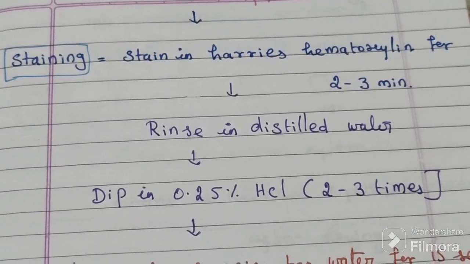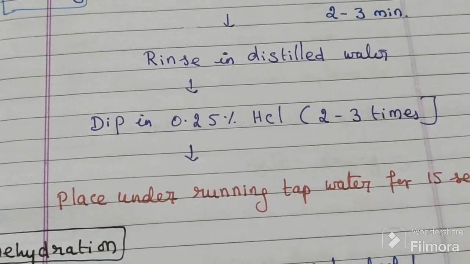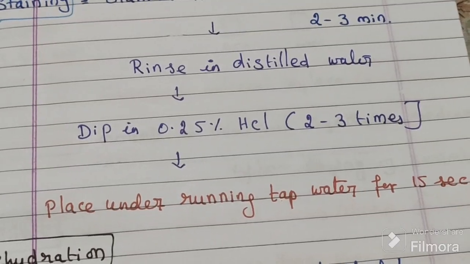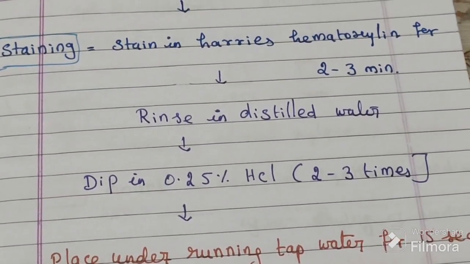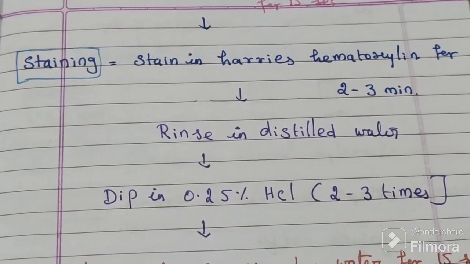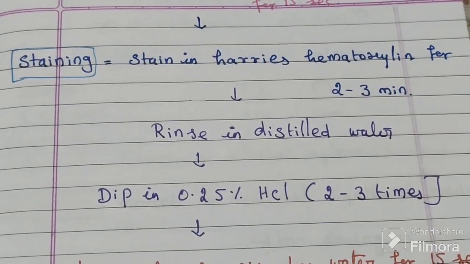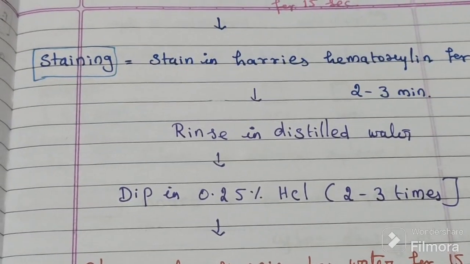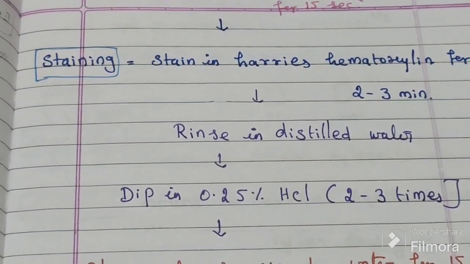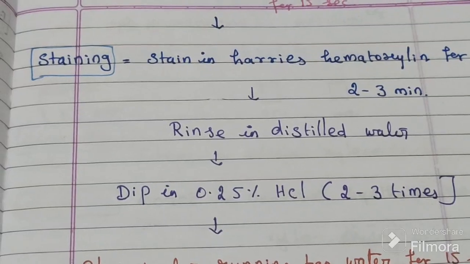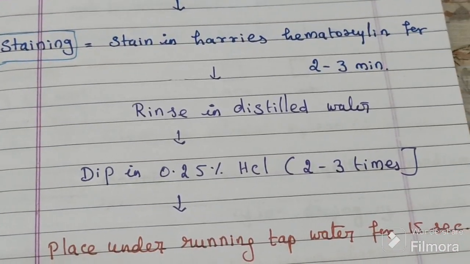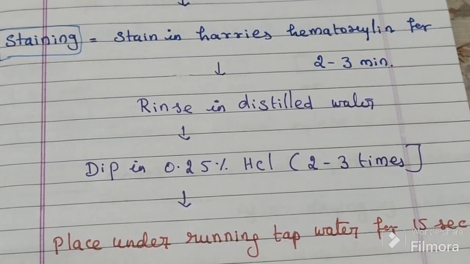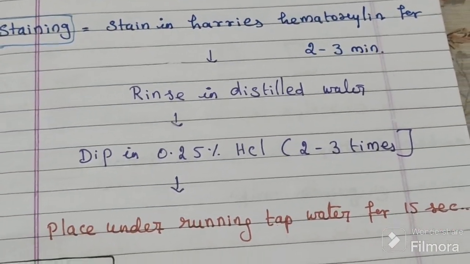After that we want to wash with water. Then tip in 0.25% HCl 2 to 3 times. After staining, the differentiation process we want to do. This method removes excess stain until the color is retained only in the appropriate cell component. Then rinse in distilled water. Then tip in 0.25% HCl 2 to 3 times.